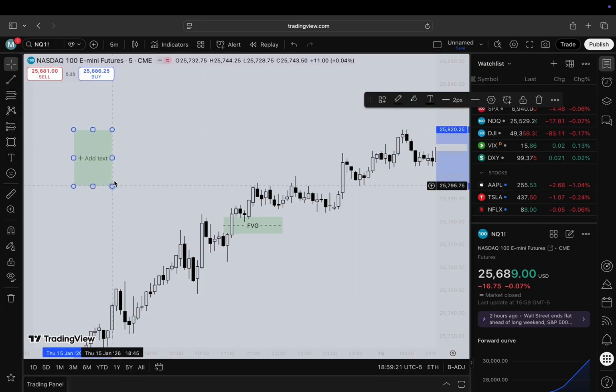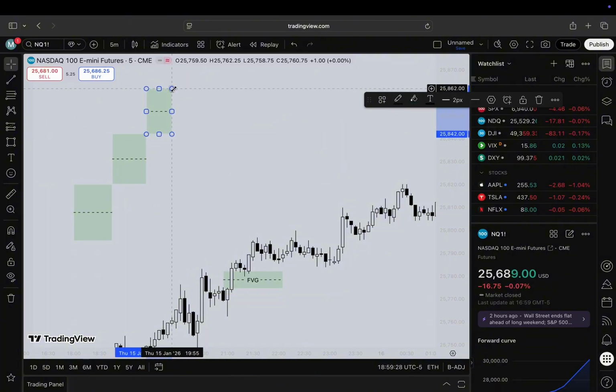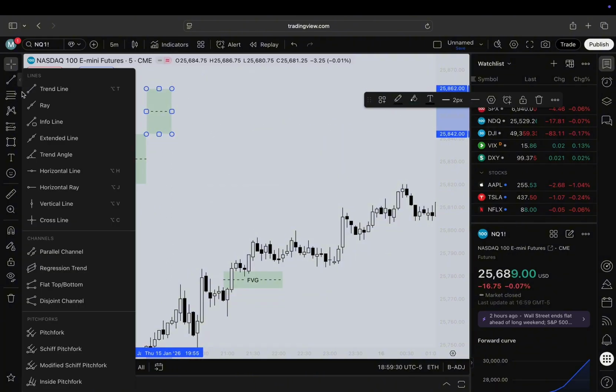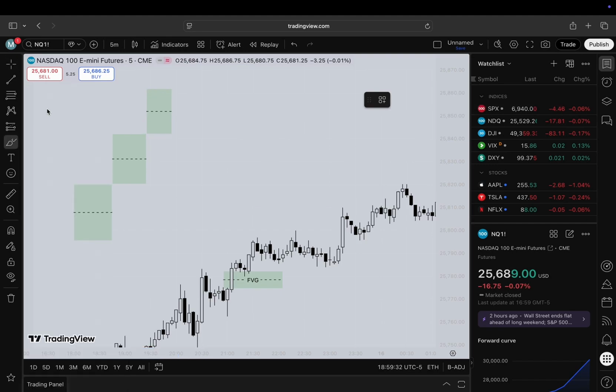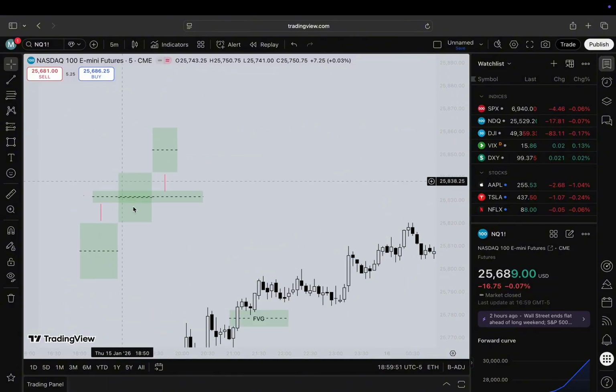A fair value gap is a 3 candlestick pattern where the wicks of the first and third candle, the top wick of the first candle and the bottom wick of the third candle, don't cross over each other. In a live market, it would look something like this. We have the top wick of this first candle and the bottom wick of this third candle here. As you can see, they don't cross over each other, leaving an imbalance in price through this center second candle. So what can we use these imbalances for?